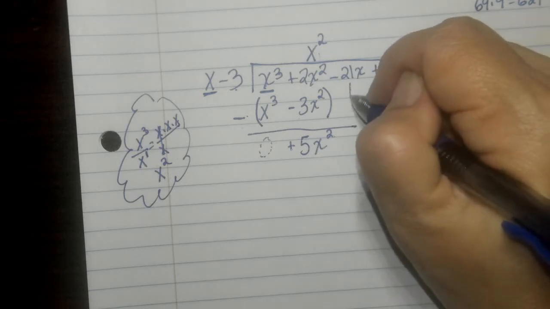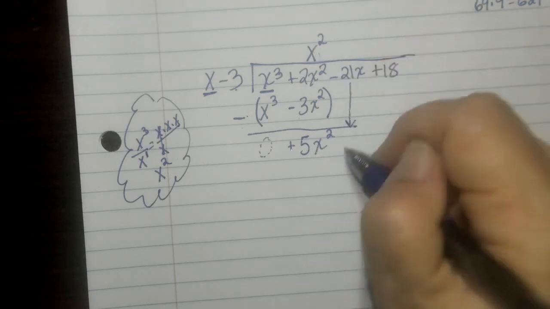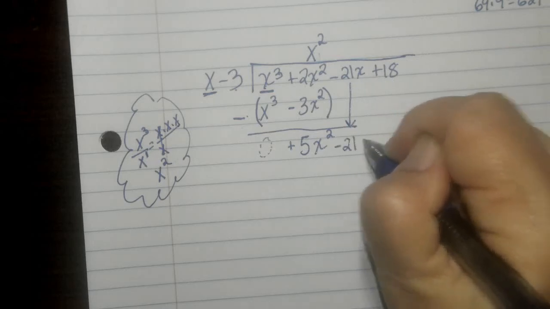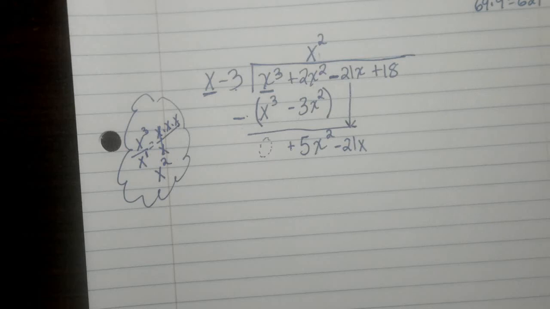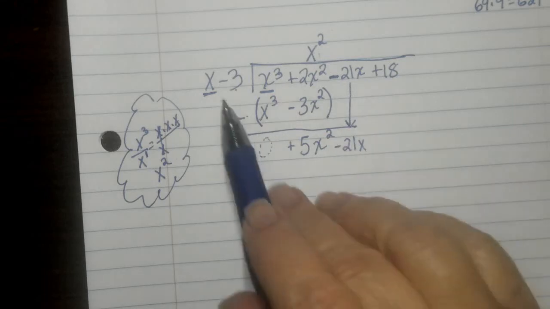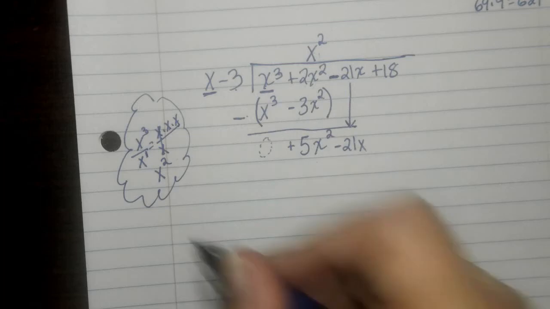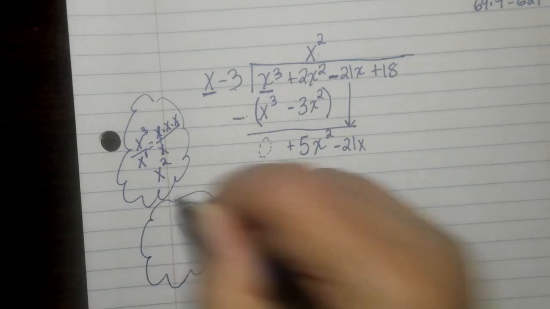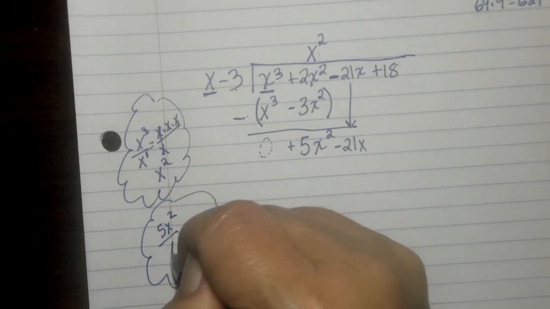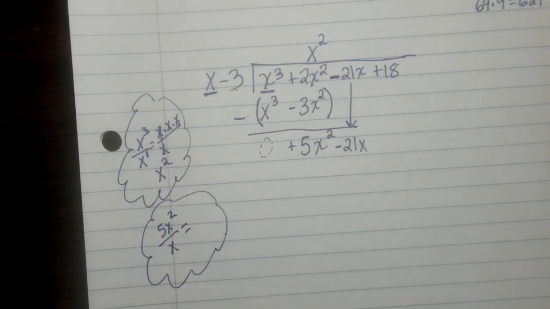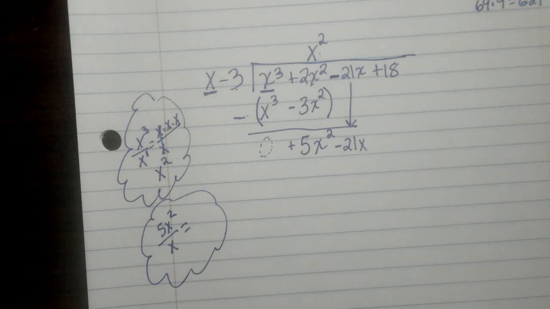And now I bring down just the next term, negative 21x. Make sure you bring down the sign that's in front with the number. Alright, now I repeat my steps, which is I'm going to take this x and divide it into 5x squared. So again, I've got 5x squared, and I'm dividing it by x. What is that going to be?